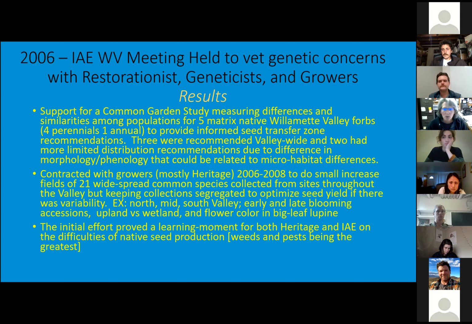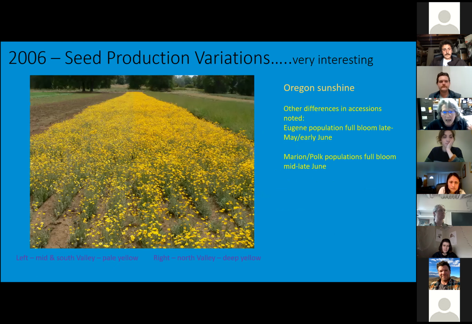So, it's all one big happy prairie species. And this picture here is of Oregon sunshine. I hope you can see the color differences on the left here. This was a Mid and South Valley accession, which is a paler yellow color. And this on the right side was the North Valley accession, which was much deeper yellow. My boss actually pointed this out. I was completely colorblind.